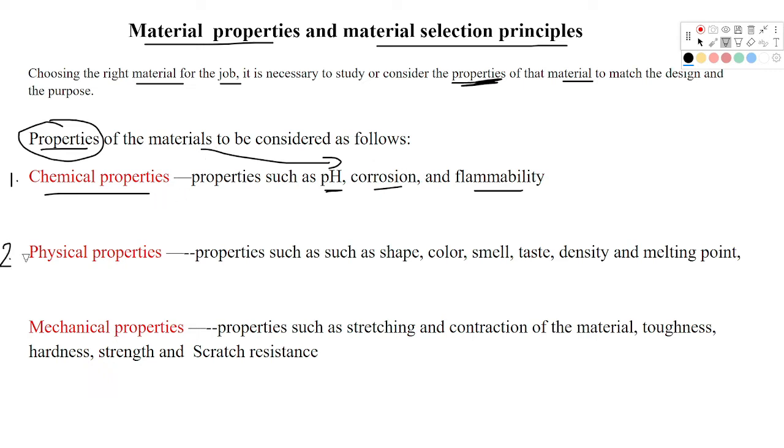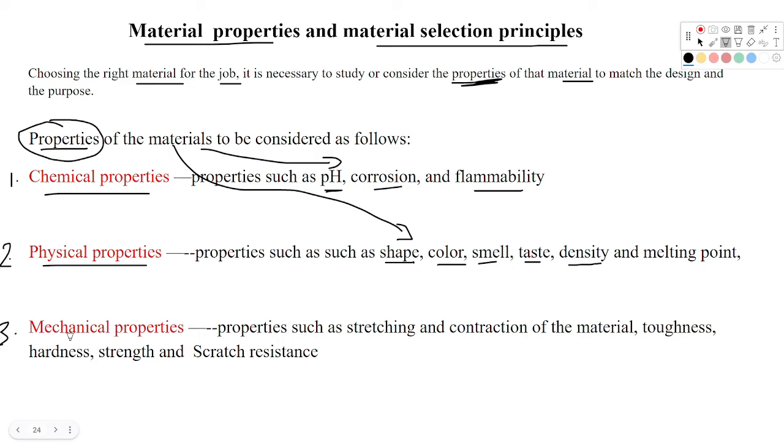Number two, you look at the physical property. In the physical property, you have to look at the shape of the material. You also have to look at the color, smell, taste, density, and melting point. That is when you're looking at the physical property of that material. So those are the things that you have to check.